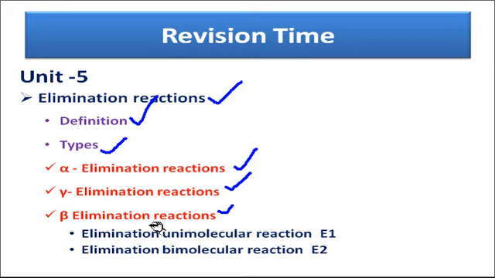Out of these three, the beta elimination reactions are the most important, and we further discussed the classification of the beta elimination reactions. We discussed that the beta elimination reactions are of three types: E1, E2 and E1CB reactions. In today's lecture, we have learned about the E1 and the E2 reactions.